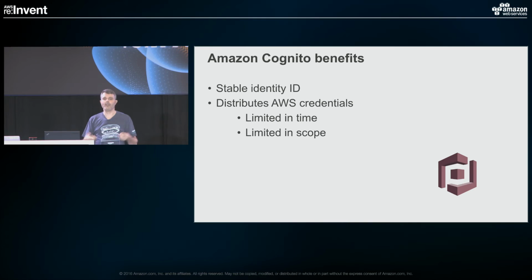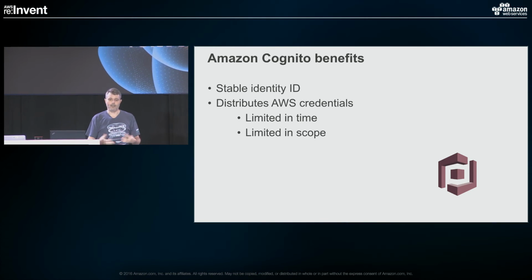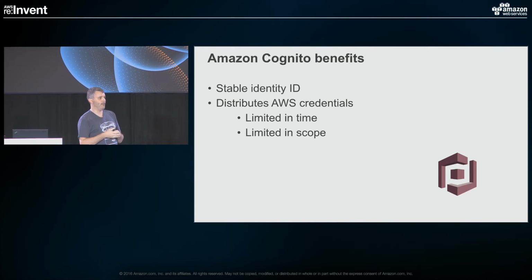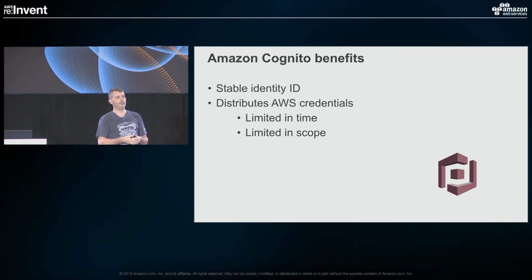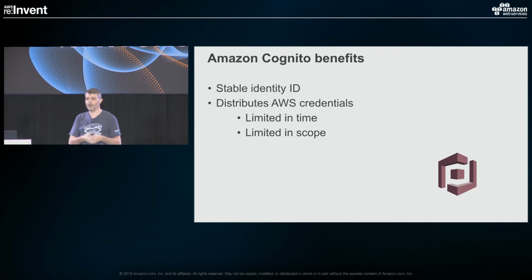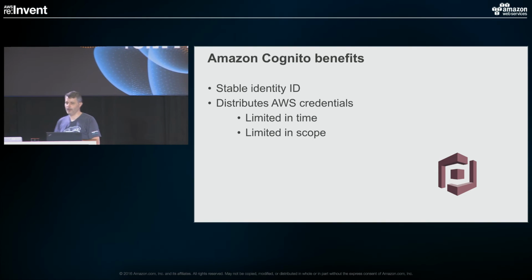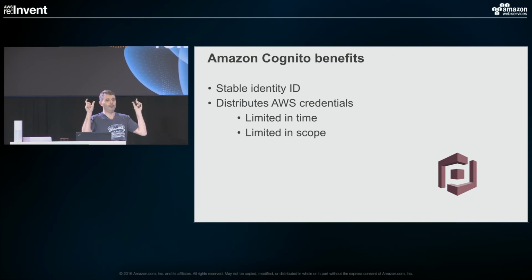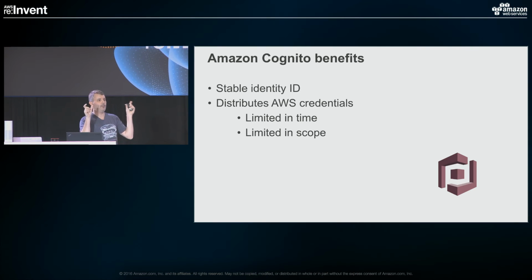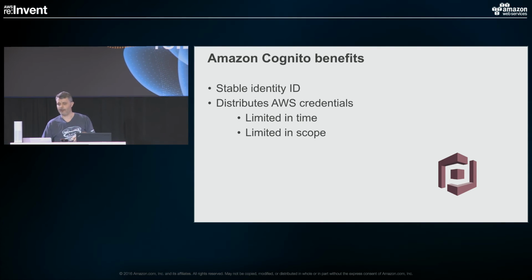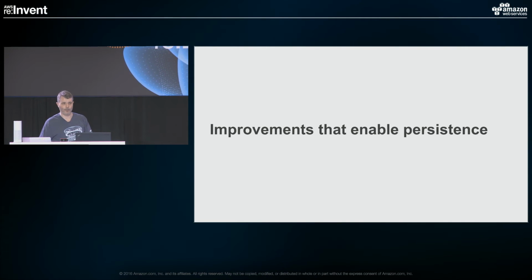So if someone starts his interaction with an application that you develop on a Fire tablet, for example, and uses login with Google on the tablet, and then a bit later logs in with Amazon on the Echo, you receive the same user ID. So it's a stable identity across multiple providers. And the credentials that you receive are limited in time and limited in scope.